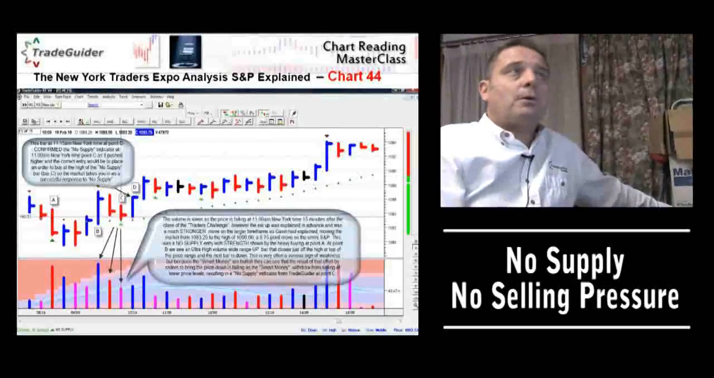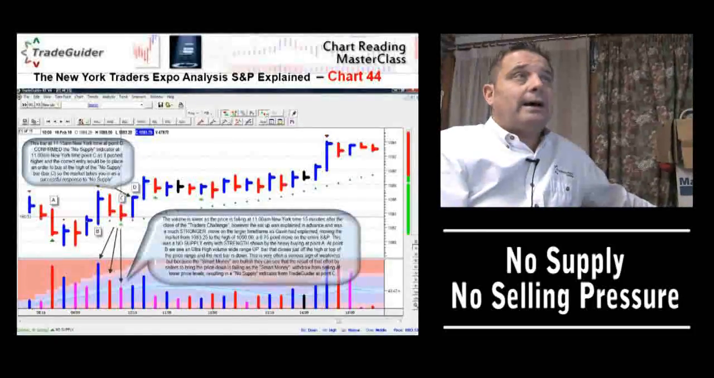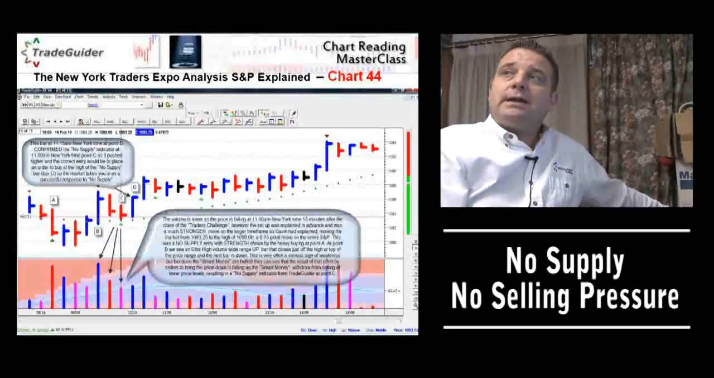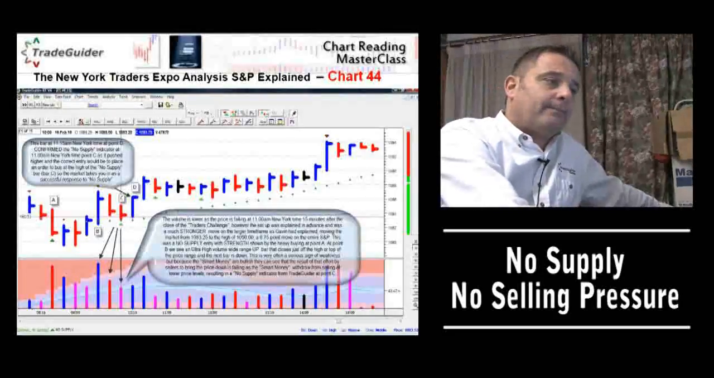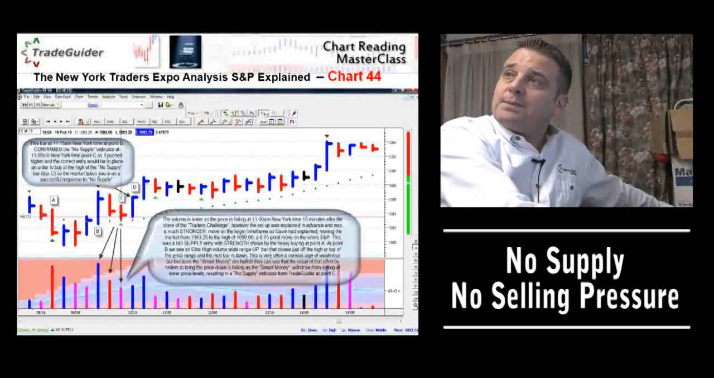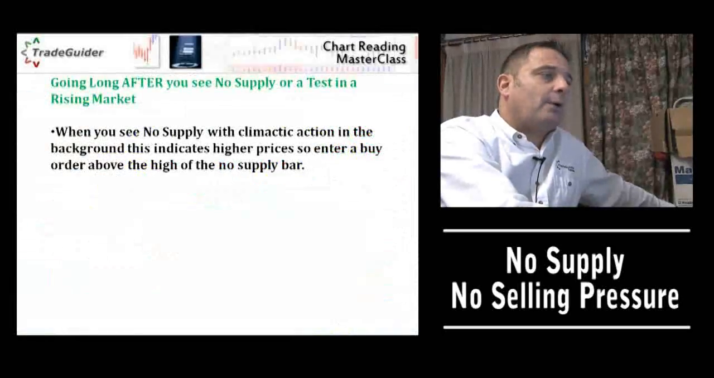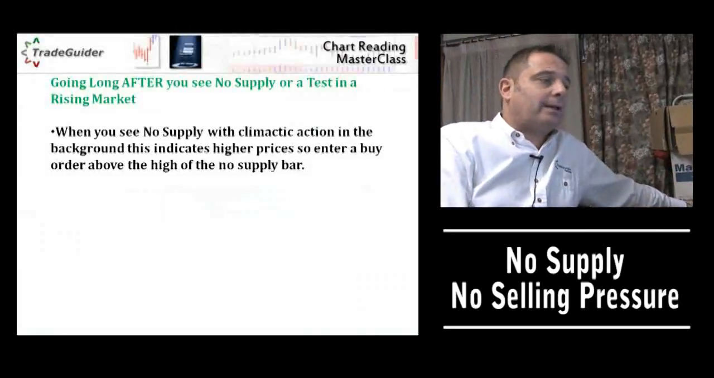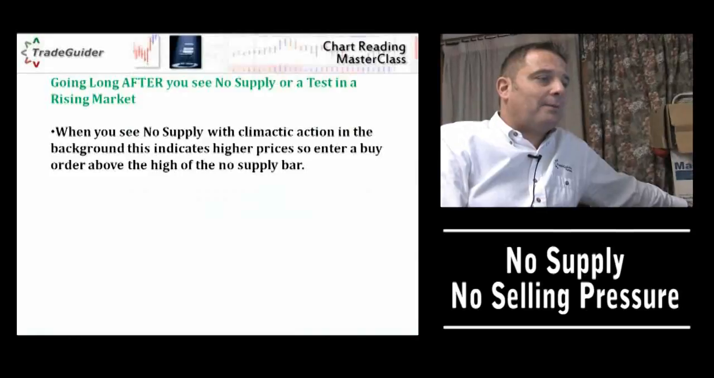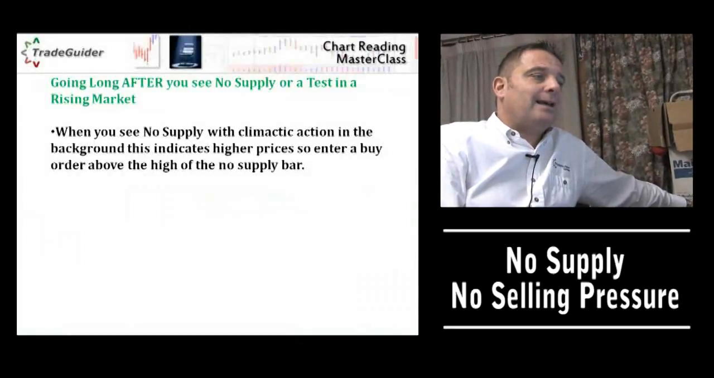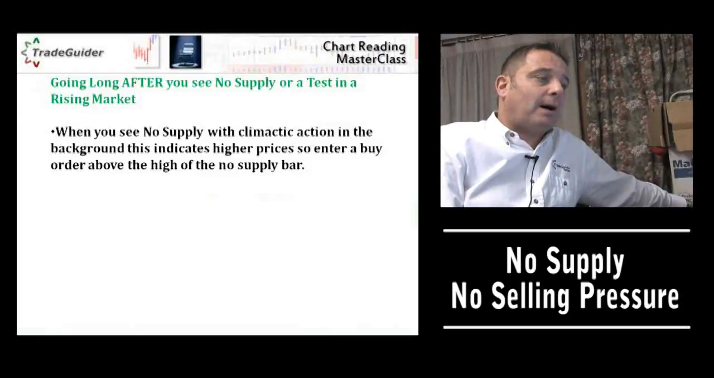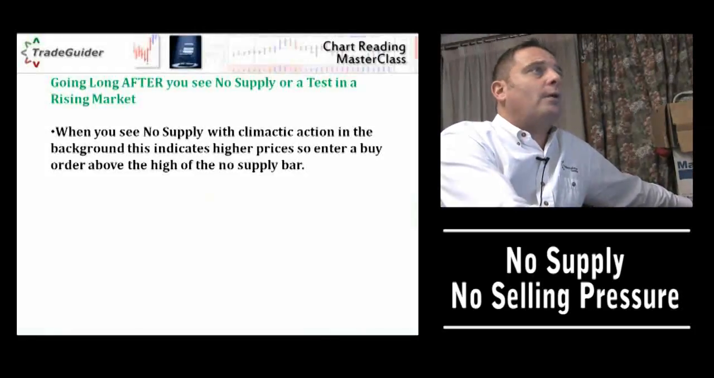That was a very strong, high probability trade, and again, Tom does say that when you see these principles, if you know what you're talking about, you've got no problem explaining it to people as we do here. So, going long after you see no supply or a test in a rising market: when you see no supply with climactic action in the background, this indicates higher prices, so enter a buy order above the high, as we've suggested, or on no supply.